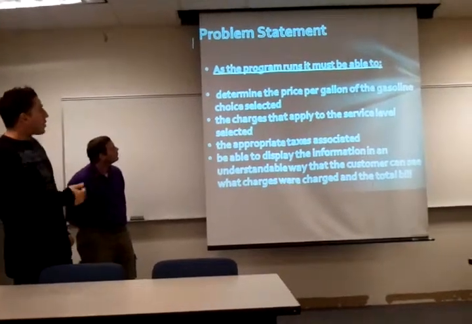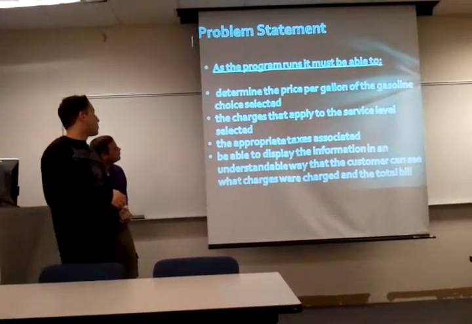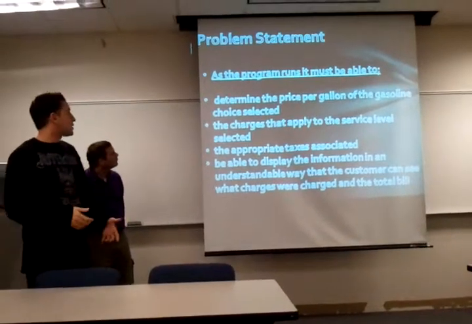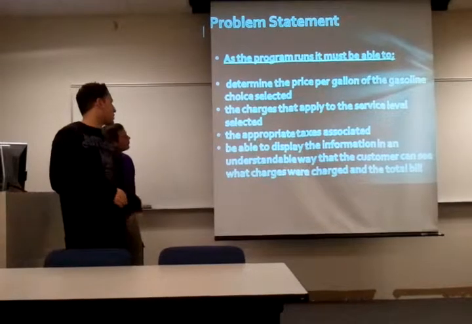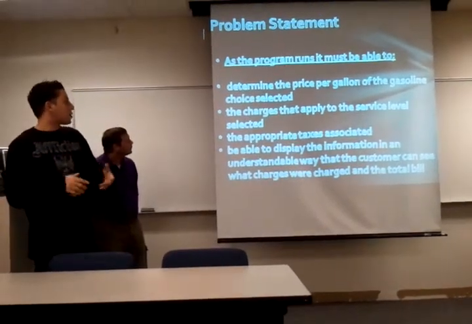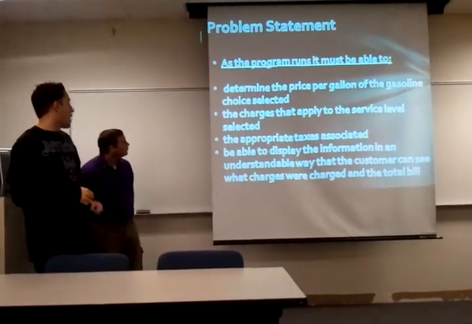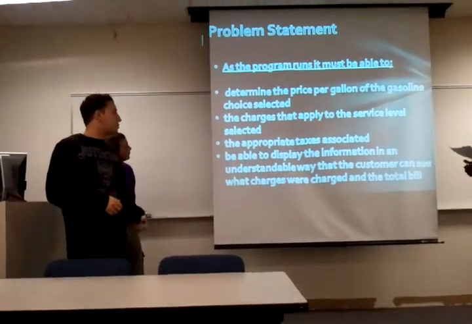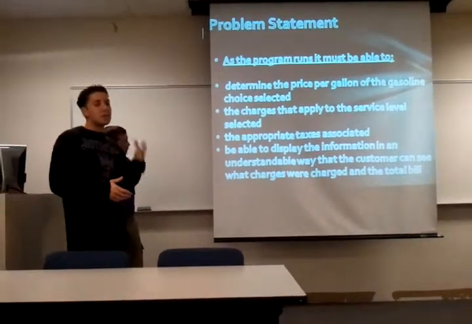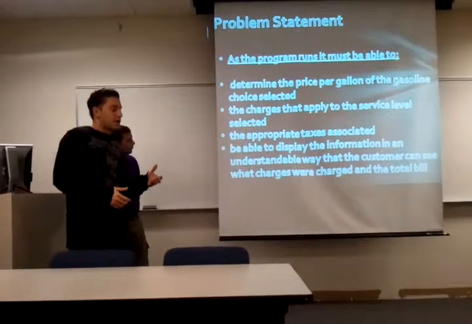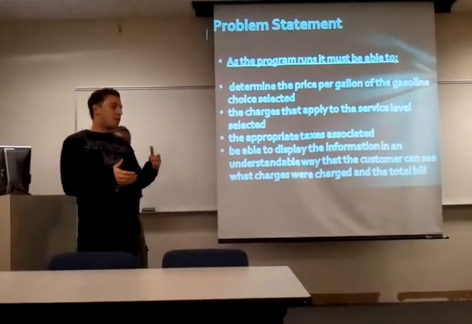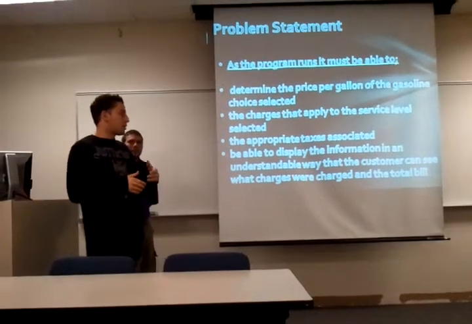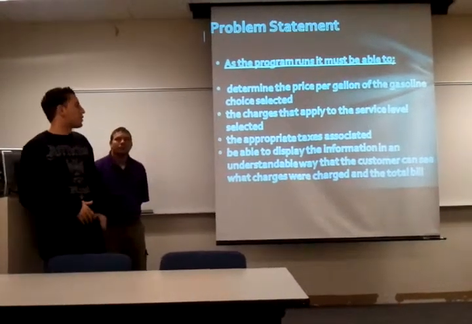Alright. Like I said, as the program runs, it must be able to determine the price per gallon of the gasoline choice selected, the charges that will apply to the service level selected, the appropriate taxes associated with the charge, and it must be able to display the information in a fashion which the customer can just look at the receipt and they can determine what charges are for what, and it's just a simple readout for them.